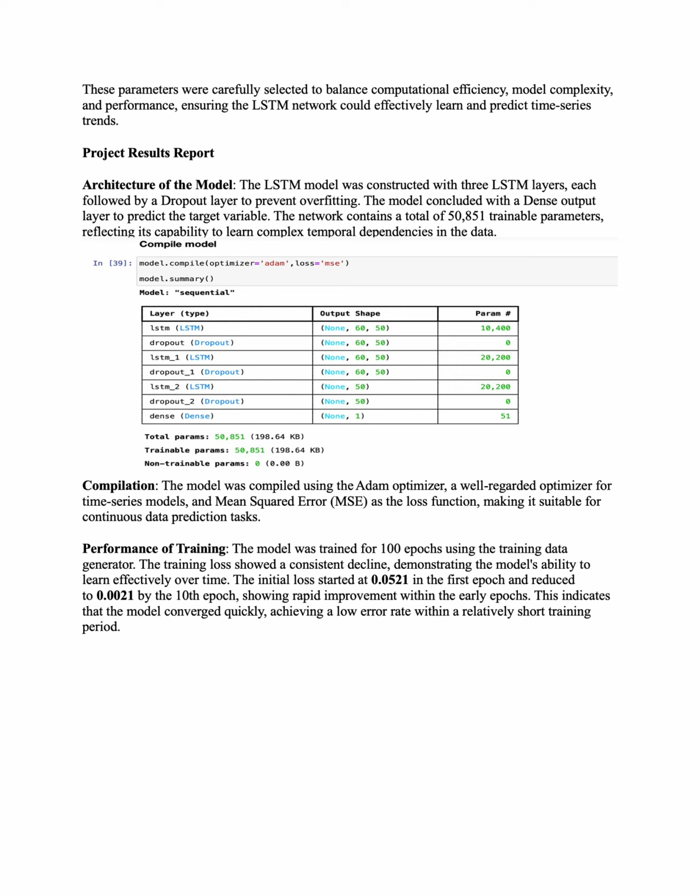The model was trained for 100 epochs using the training data generator. The training loss showed a consistent decline, demonstrating the model's ability to learn effectively over time. The initial loss started at 0.0521 in the first epoch and reduced to 0.0021 by the 10th epoch, showing rapid improvement in the early epochs. This indicates that the model adapts quickly, achieving a low error rate within a relatively short training period. These are the epoch values generated.